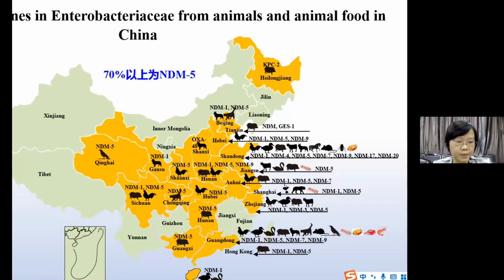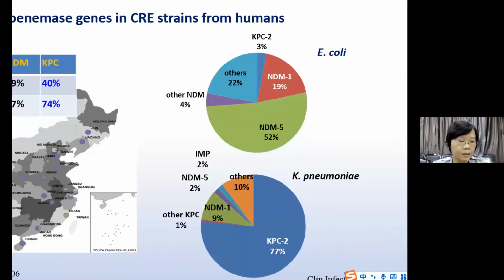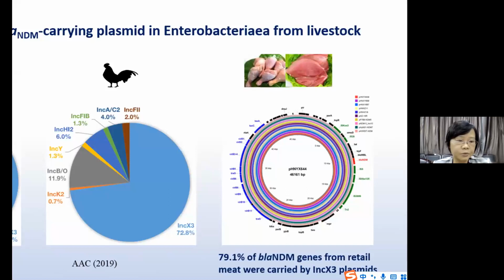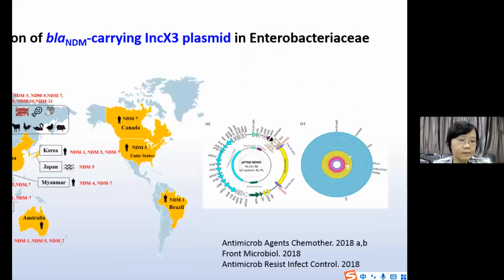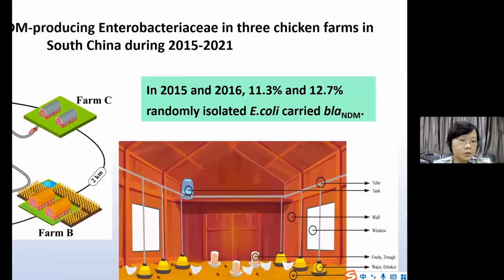And the carbapenemase genotypes are almost all NDM, with a very low existence of KPC and OXA-48. No matter whether in food-producing animals or animal food, the transmission carrier of NDM is mainly the IncX3 plasmid, at about 80%.